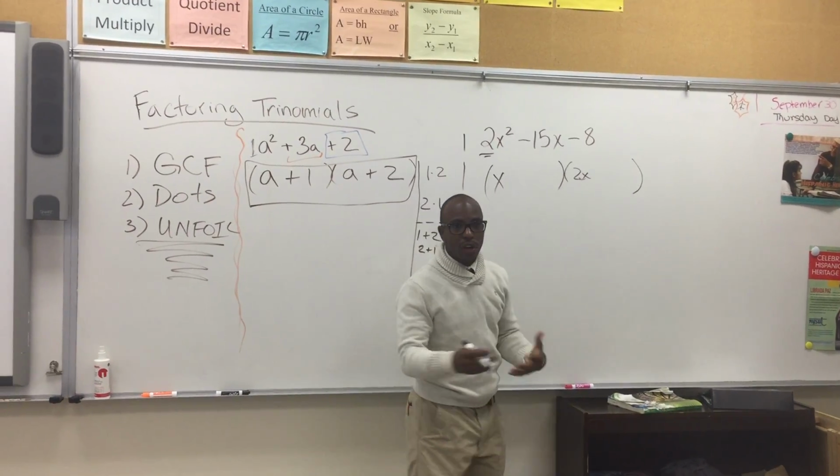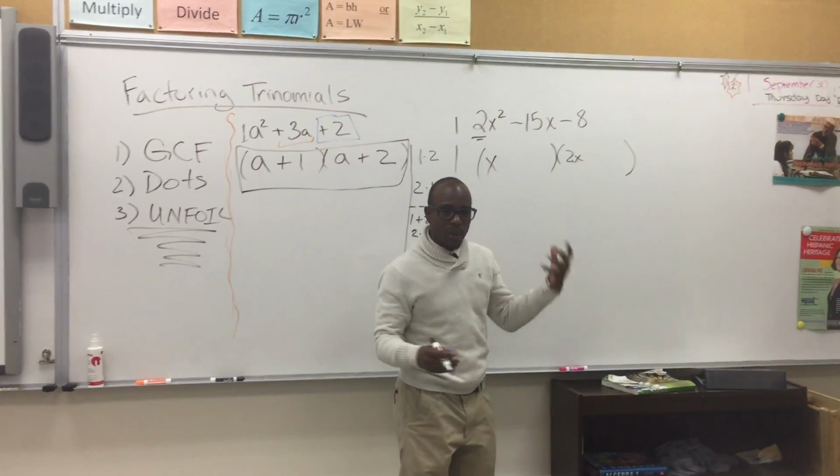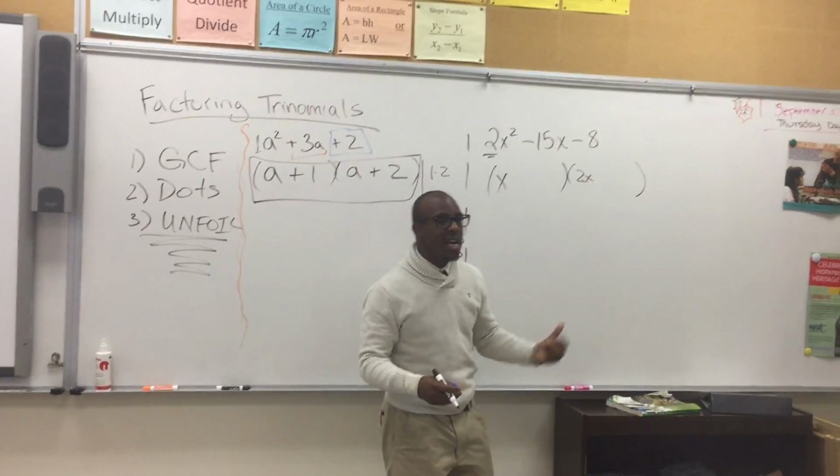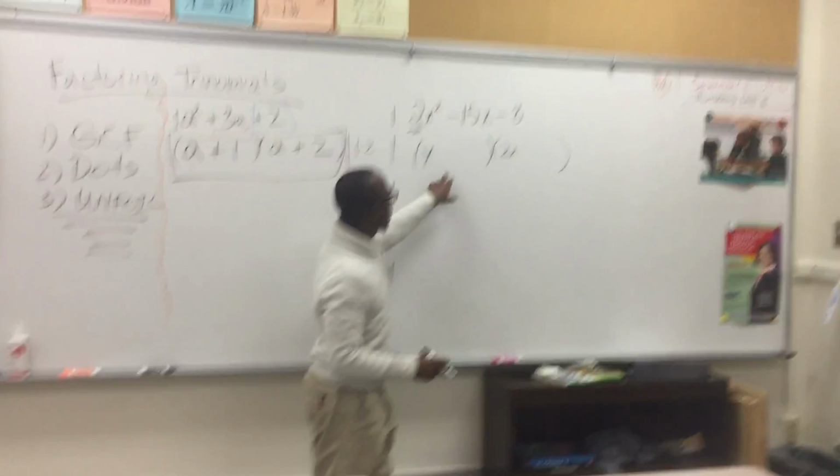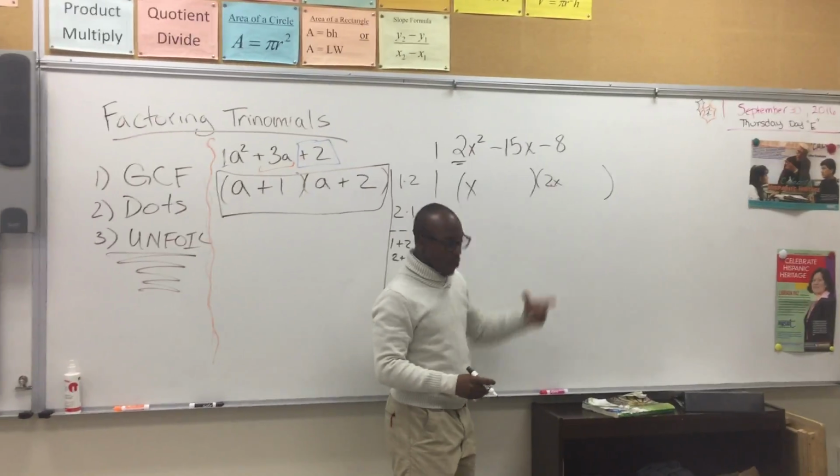Cool. The way you figure out if this is actually correct when we're done factoring it, is if you go back in and you FOIL it. And I'm going to show you that in a little bit. But nonetheless, I put the first term there. What do I do next?